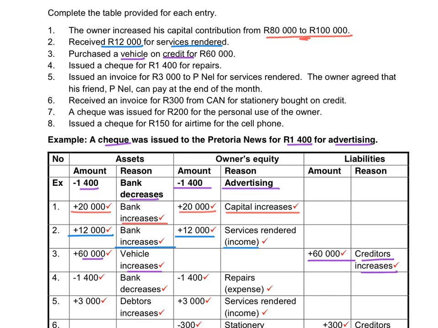Issued a check for 1,400 for repairs. Money went out of the bank. What did we pay? Repairs. So in the assets, we will show that the assets decreased with the 1,400 that was taken out of the bank. Repairs is the expense, and expenses will decrease the profit, so equity will decrease with 1,400.